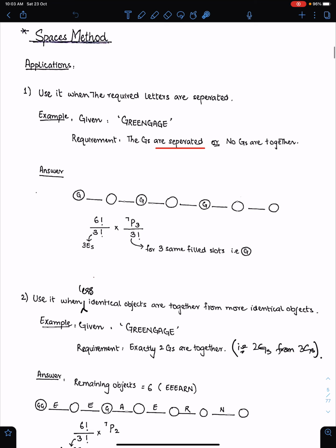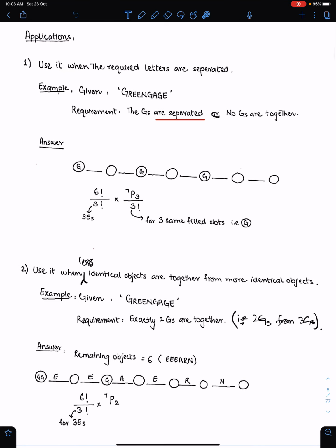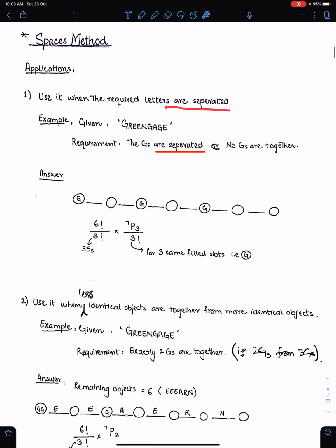Spaces method applications. Number 1, use it when the required letters are separated. For example, we have the word green gauge and the requirement is the G's are separated when all the 9 letters of the word green gauge are arranged. So we need to first arrange remaining letters.